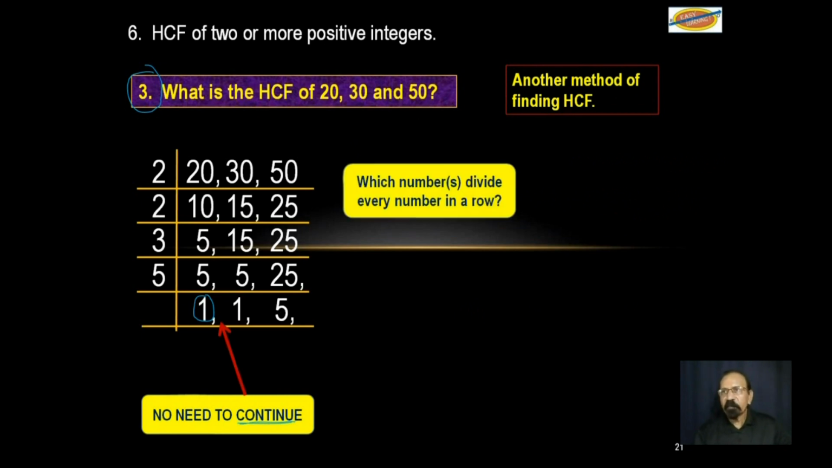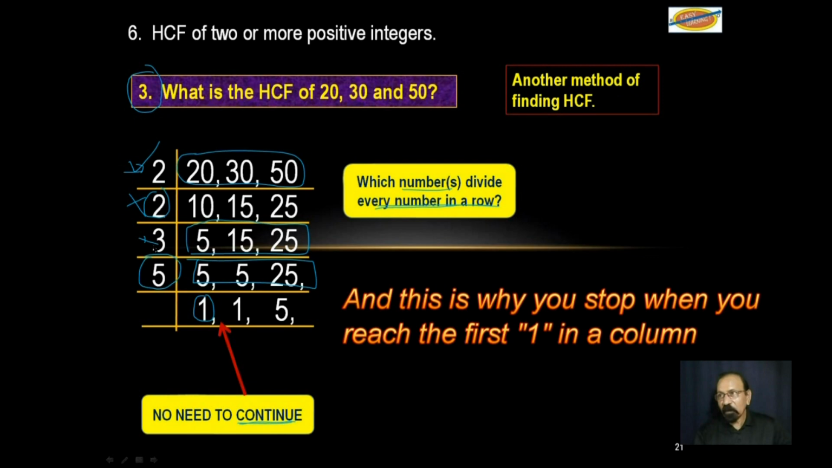The thing about it is, which number or numbers divide every number in a row? Let's look at that. Did this 2 divide every number in this row? Yes. So keep an eye on that too. Did this 2 divide every number in that row? No. Did this 3 divide every number in this row? No. Did this 5 divide every number in this row? Yes. So keep an eye on that 5. And remember, we were dealing with that too.